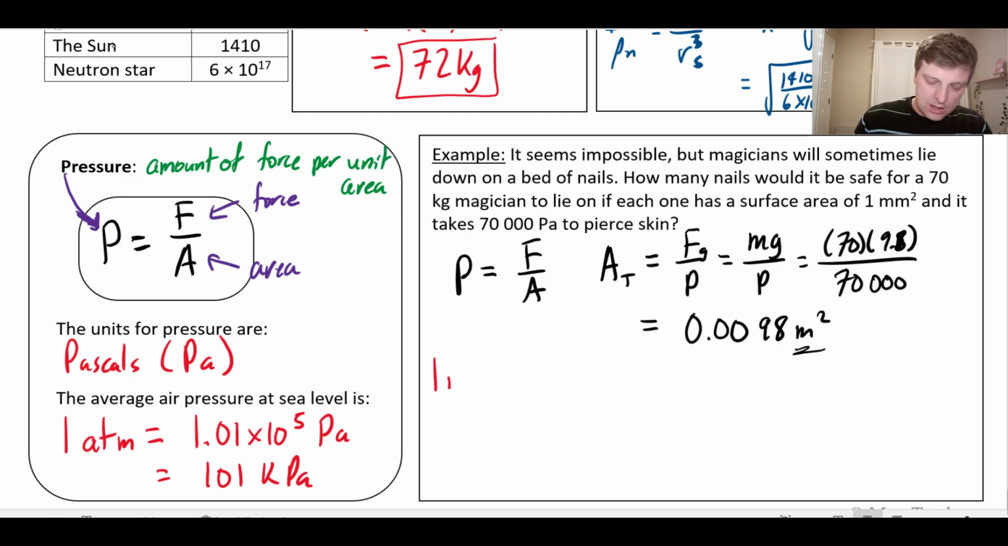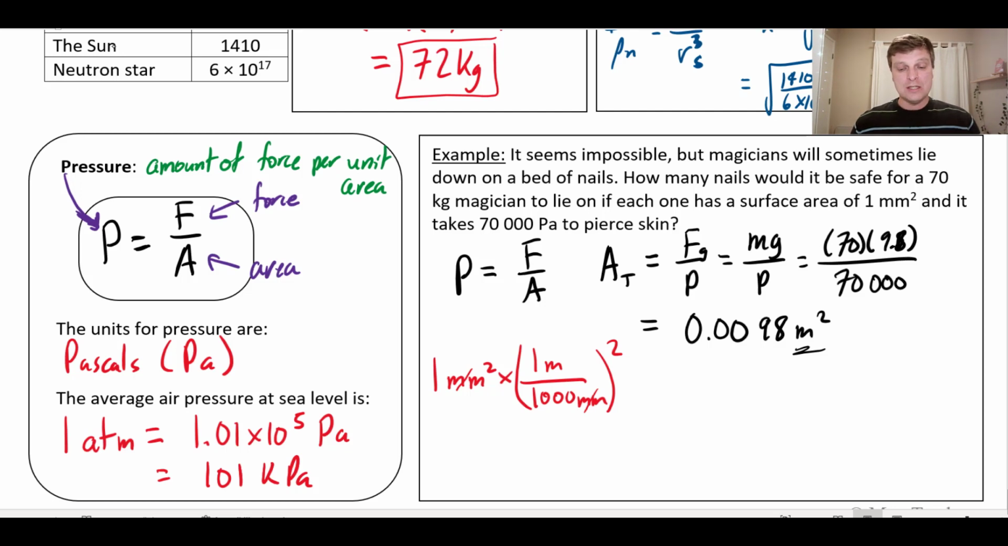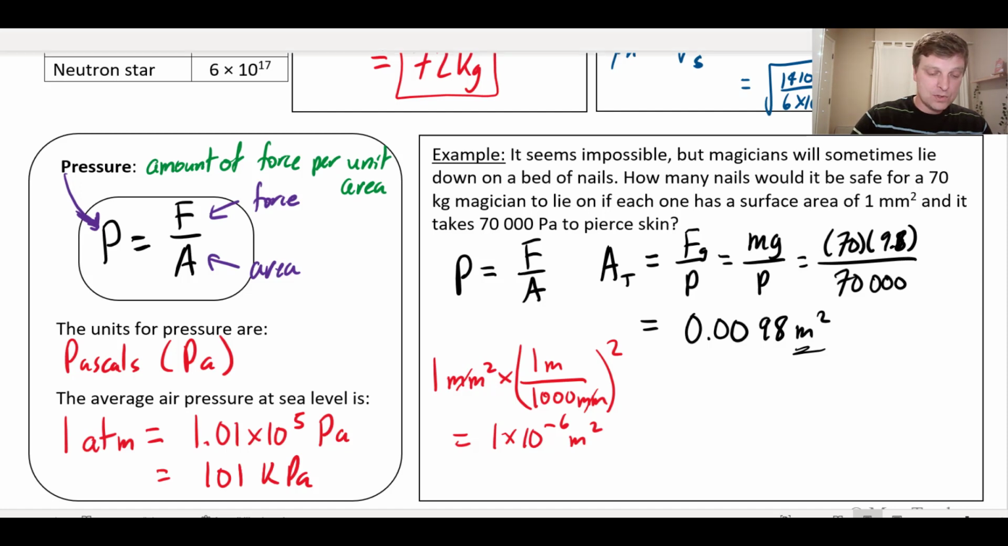So if I have 1 square millimeter, which is how big one of the nails is, I can convert that into square meters by multiplying it by 1 meter over 1,000 millimeters. But I have to recognize that because this is squared, I have to square this whole thing in order for these units to properly cancel out, which means I'm not just dividing by 1,000, I'm actually dividing by 1,000,000, which means 1 square millimeter is actually 1 times 10 to the negative 6 square meters, which is very, very small.